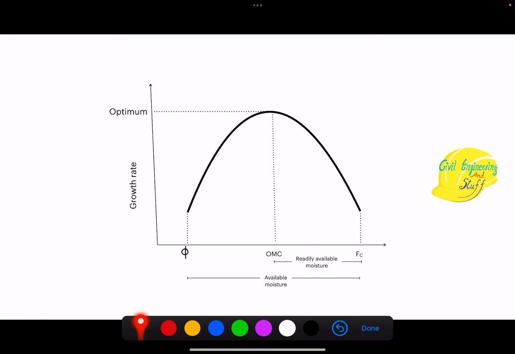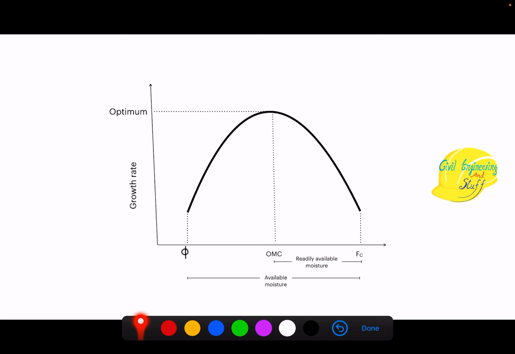Now we have discussed the available moisture content, the readily available moisture content, the field capacity, the optimum moisture content and the permanent wilting point. Now let's correlate this with the growth rate of the plant or growth rate of the crop. We have discussed the field capacity and optimum moisture content, and the range in between these is called the readily available moisture content.